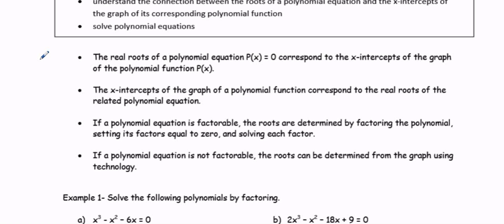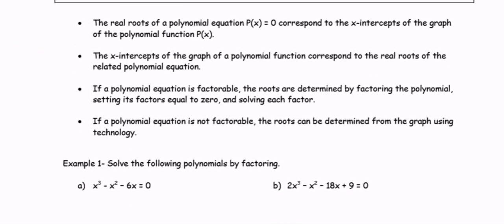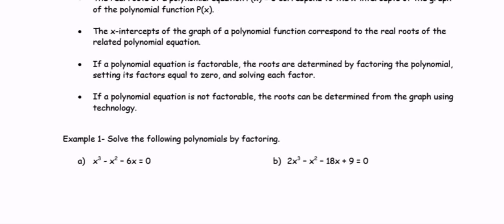If a polynomial equation is factorable, the roots are determined by factoring the polynomial, setting its factors equal to 0, and solving each factor. And if the polynomial equation is not factorable, you can use technology to find the roots. You can also sometimes use things like the quadratic formula. So just because something is not factorable does not mean you cannot find the roots necessarily.